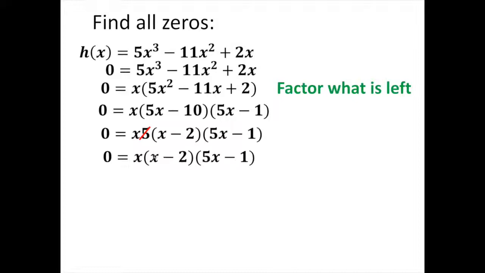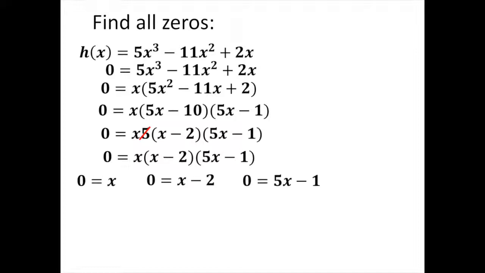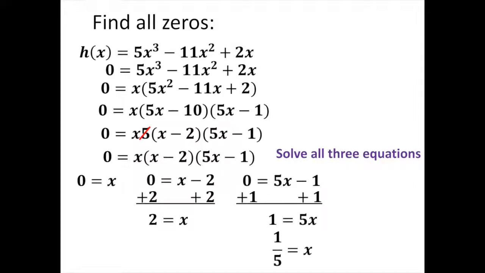Now what I'm going to do here is set each one of these parts equal to 0. I know that x equals 0, that's one answer. You're going to have 3 answers on this one, hence the cubed here. That's going to be a clue. So x equals 0, x minus 2 equals 0, and 5x minus 1 equals 0. Now I'm going to solve each one of these individually. Add 2 to both sides, x equals 2. So there are my 3 answers here. I've got x equals 0, 2, and 1/5. Those are all of my zeros here.